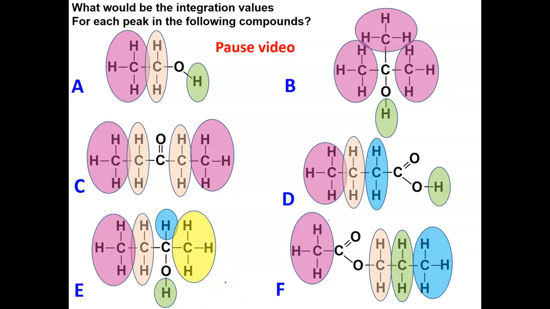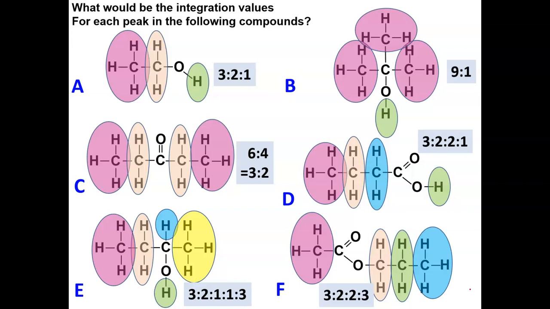Okay, so hopefully you've managed to do that, and we'll just take you to the next slide to see if you did get those ratios correctly. Okay, so B, of course, 9 to 1. That's 9 of the methyl protons to 1 in the OH group proton. Our pentanedione, molecule C, well, of course, the number of actual protons is 6 in the methyl type and 4 in the methylene group. Well, of course, this ratio simplifies to just 3 to 2.